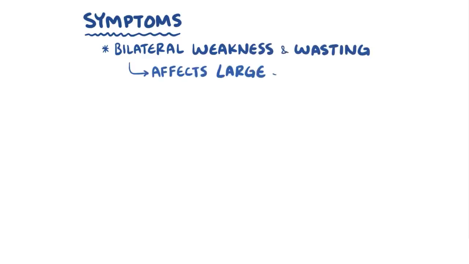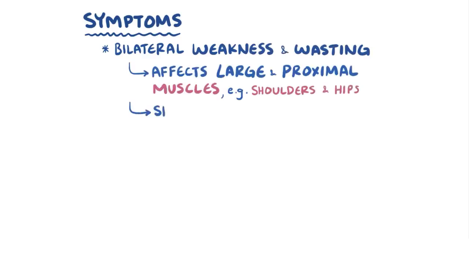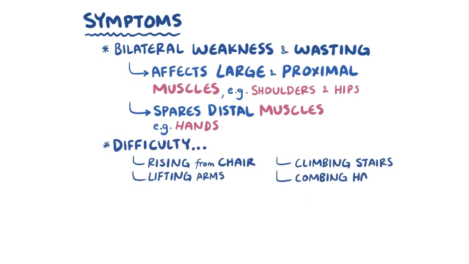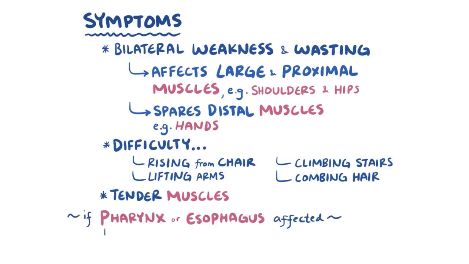Symptoms of polymyositis usually include bilateral weakness and muscle wasting that mostly affects proximal, big muscle groups, like the shoulders and hips, and usually spares the distal muscles like muscles in the hands. Individuals might have difficulty rising from a chair, lifting their arms, climbing stairs, or combing their hair. Sometimes these muscles might be tender or painful. In severe cases, the muscles of the pharynx or the esophagus are involved, and this causes dysphagia or difficulty in swallowing.